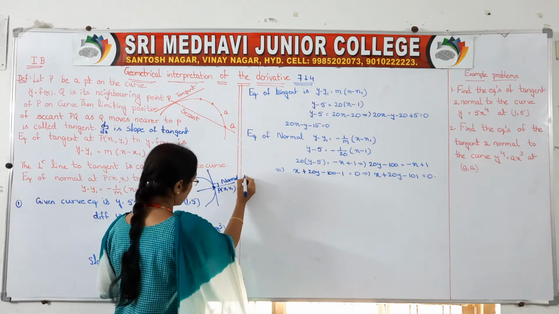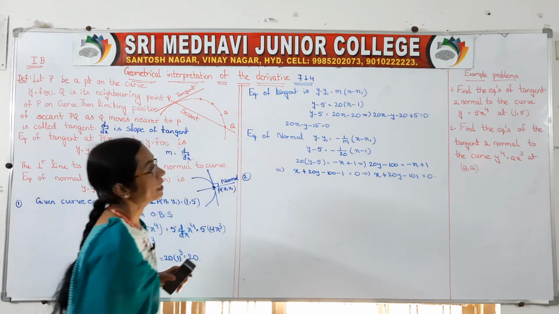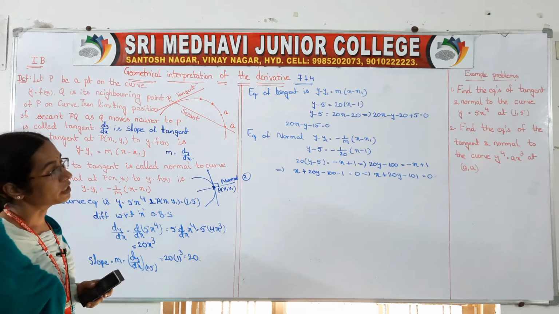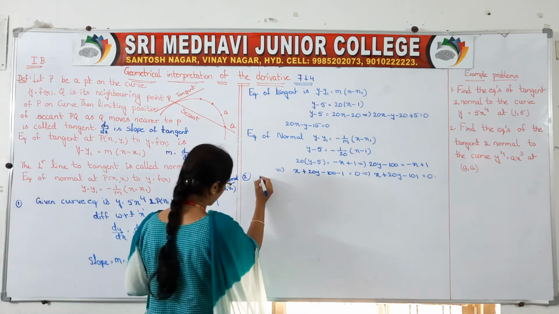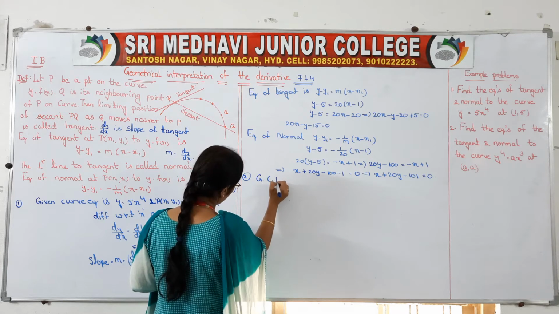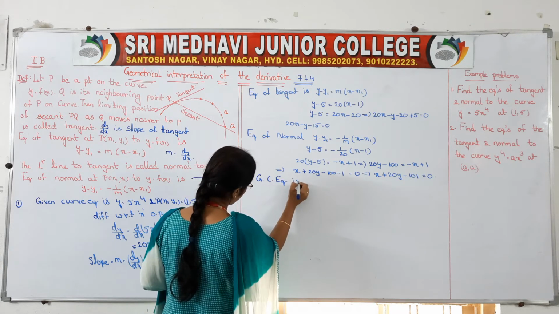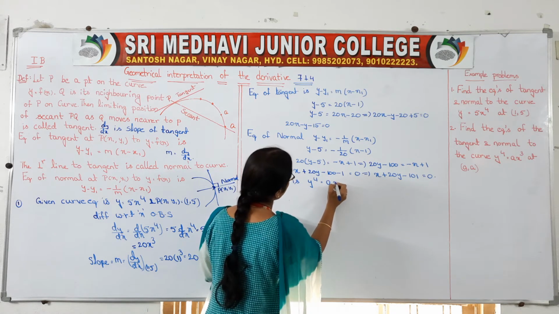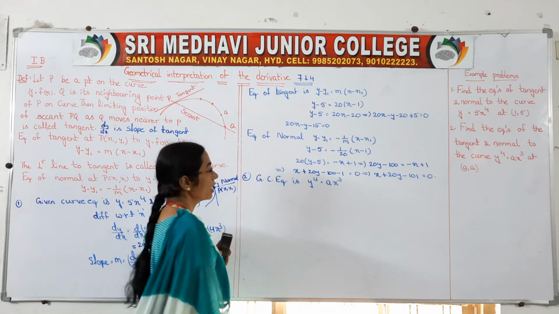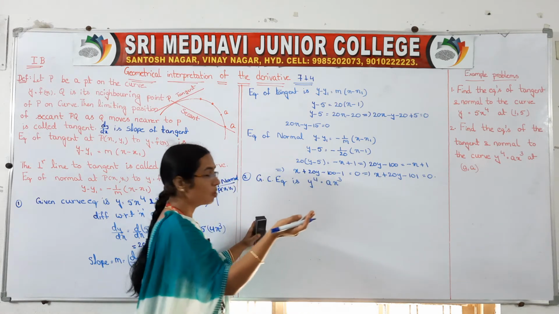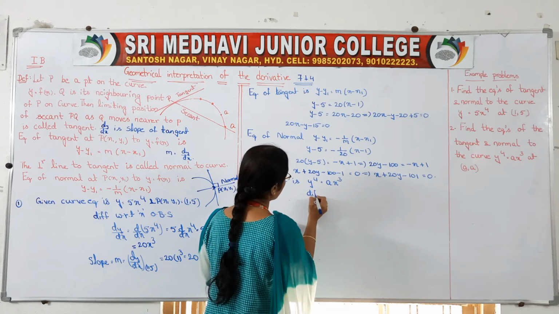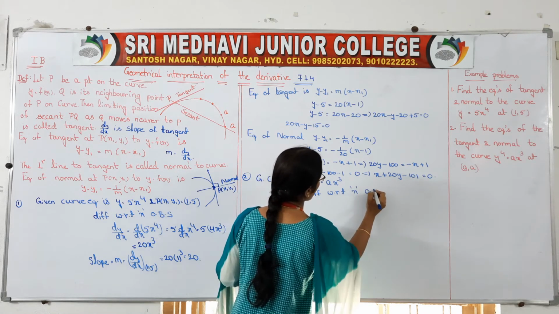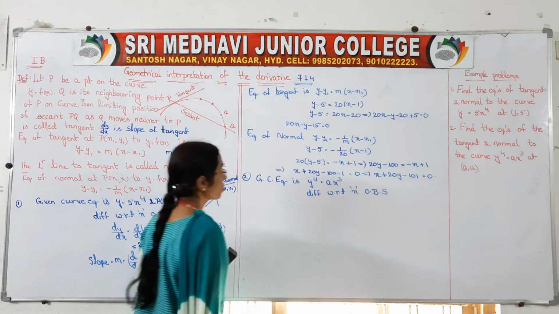Now come to the second question. Find the equation of tangent and normal to the curve y to the power of 4 is equal to ax cube at the point. First, what is your curve equation? y to the power of 4 is equal to ax cube. Same thing, differentiating with respect to x on both sides. Then what happens?